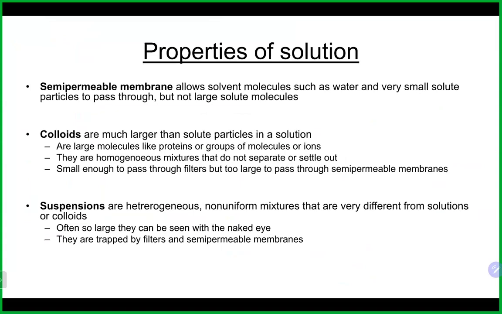All right, the next thing we're going to talk about then is some properties of solutions. The first thing is a semi-permeable membrane. A semi-permeable membrane allows solvent molecules such as water and very small solute particles to pass through. A membrane can be anything, like in your cells, you have cell membranes that allow certain things to pass through and other things get strained out. It could be like a dialysis bag, something like that you'll probably use maybe next week in an experiment.